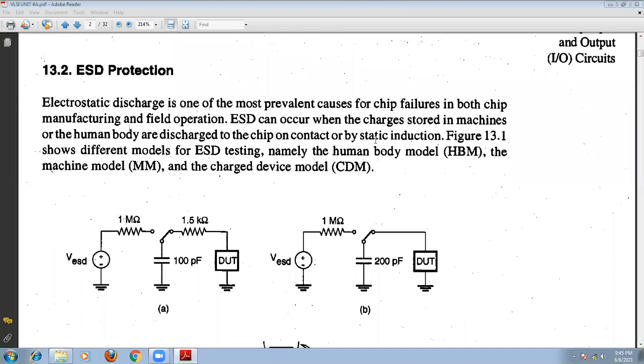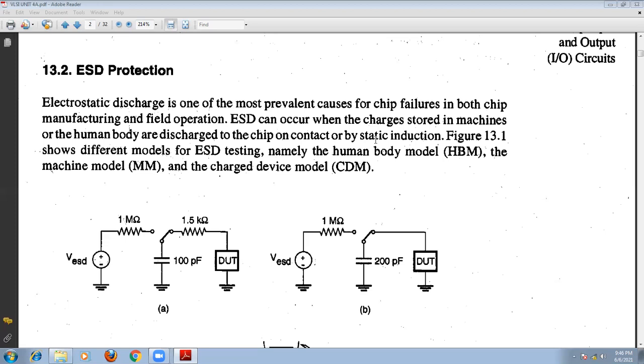Okay, so now let's concentrate on ESD protection. Electrostatic discharge is one of the most important causes of chip failures, not only in manufacturing but also in field operation. Electrostatic discharge can occur when the charges stored in a machine or a human body are discharged to the chip on contact or by static induction. That is the main important thing in this case.